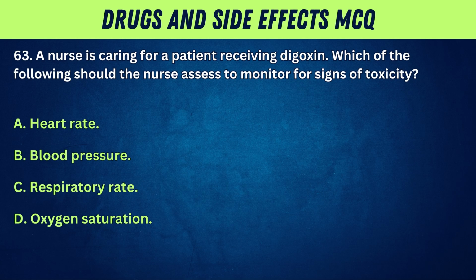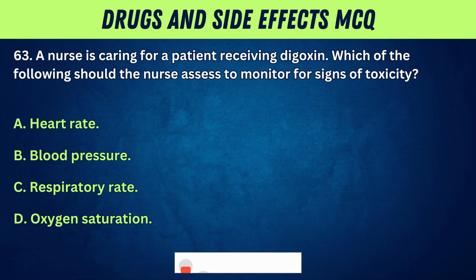63. A nurse is caring for a patient receiving digoxin. Which of the following should the nurse assess to monitor for signs of toxicity? A. Heart rate. B. Blood pressure. C. Respiratory rate. D. Oxygen saturation.